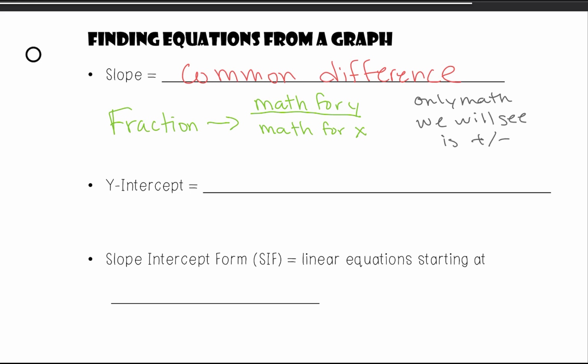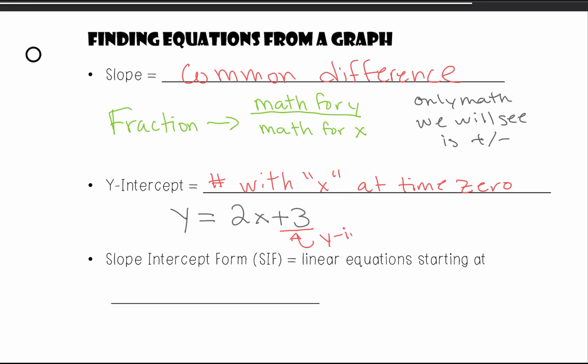All right. The y-intercept is going to be the number with x at time 0. Okay. So again, it's the number with x at time 0. So if I have an example here, we have 2x plus 3, okay? This plus 3 is our y-intercept. This 2 is our slope or our common difference, okay?